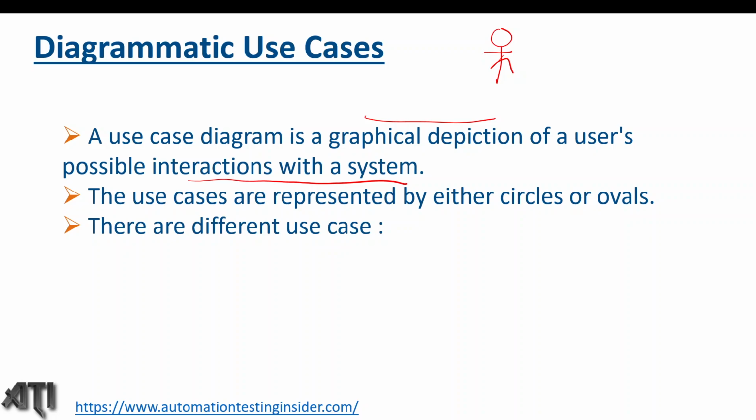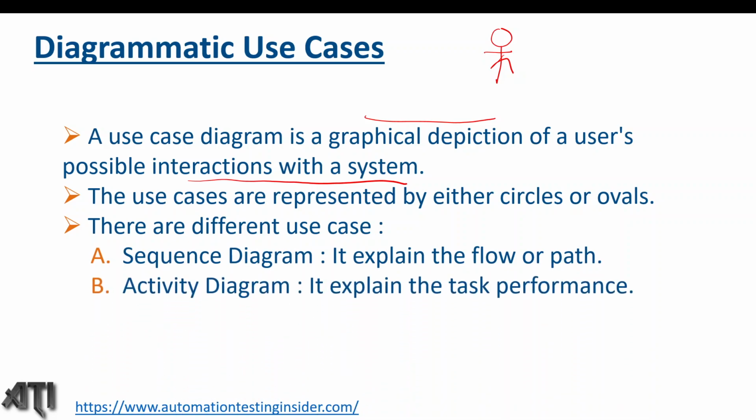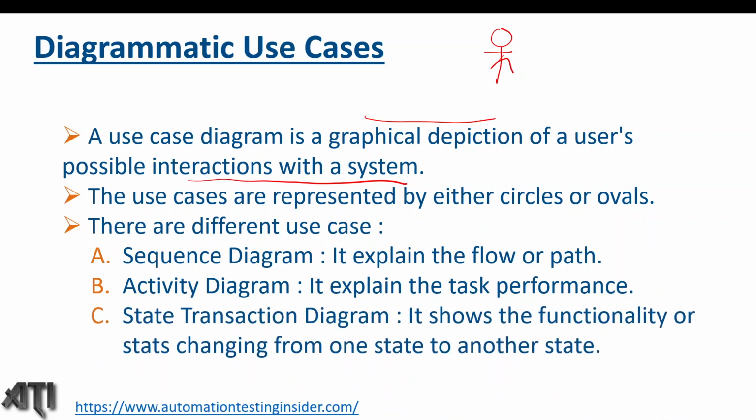There are different diagrams like sequence diagram, it explains the flow or path. We have activity diagram, it explains the task performance, how we are going to perform. And state transition diagram, it shows the functionality or state changing from one state to another state. So these are the different ways to create the use cases using diagrammatic use cases.